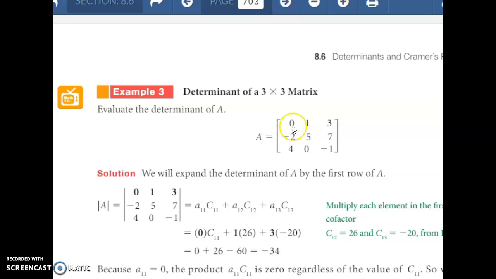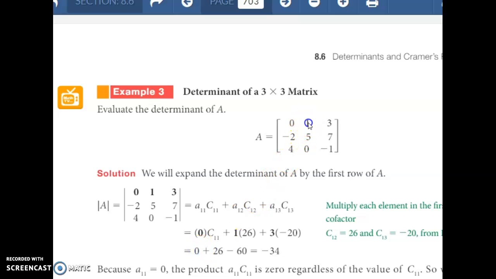You look at one of the rows, doesn't matter which one, they usually choose the first one. And then they say, okay, this is the minor, the 0 here. The 0 is multiplied by the determinant of these other ones here that are not in the same row or column. So I multiply here, I subtract and multiply by 0. Obviously, that is 0. It's right here.